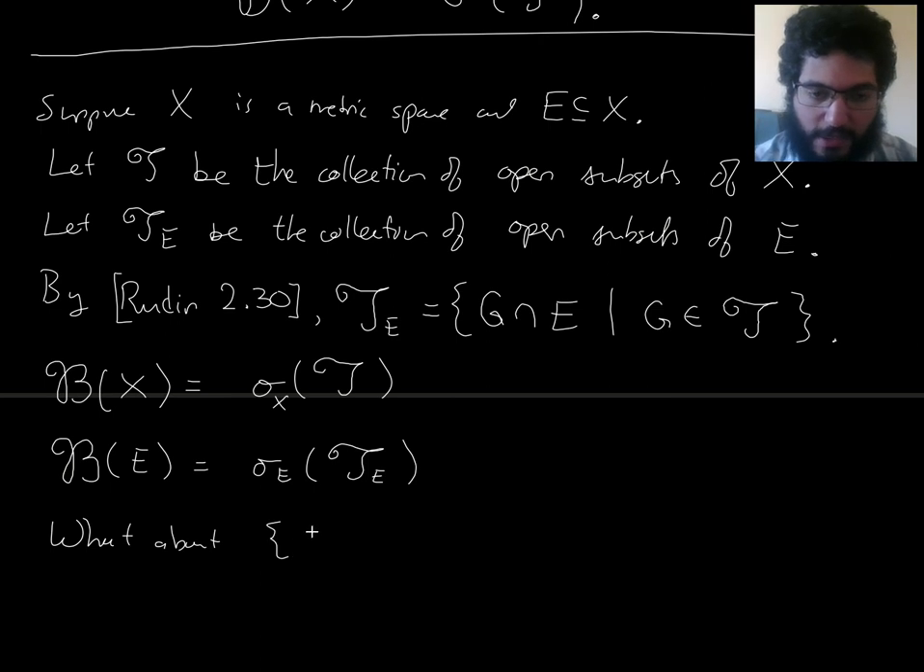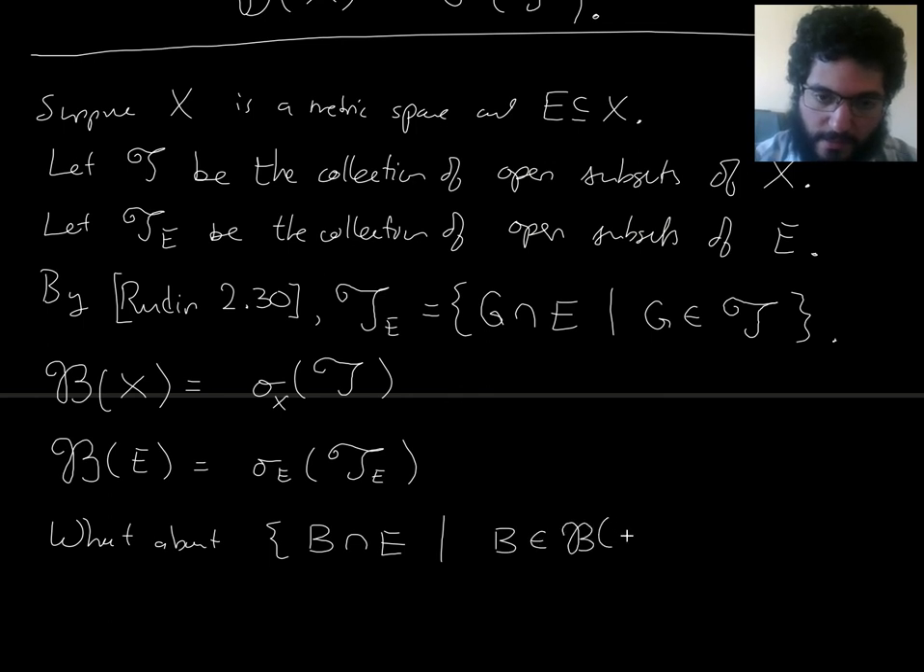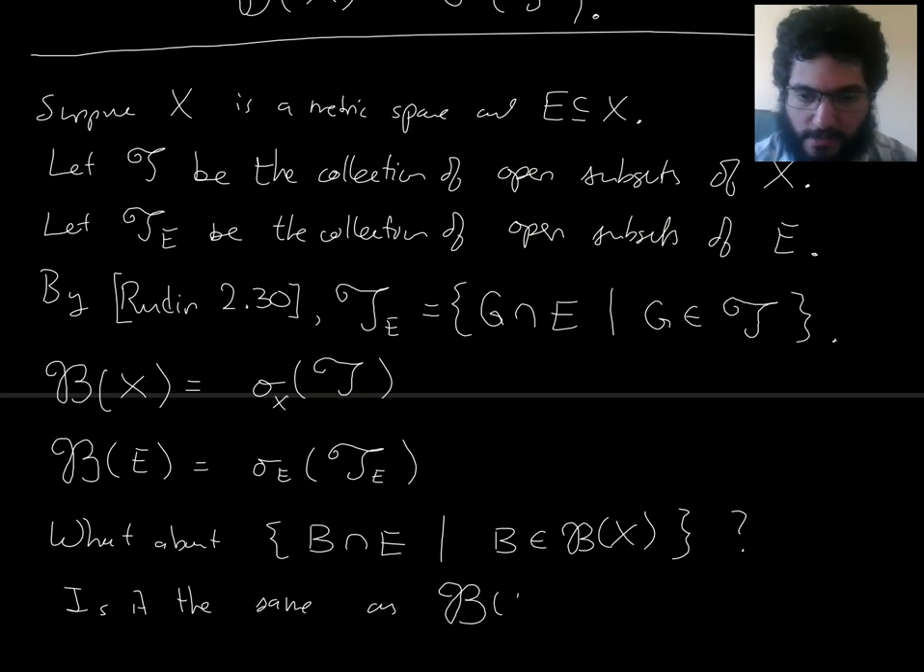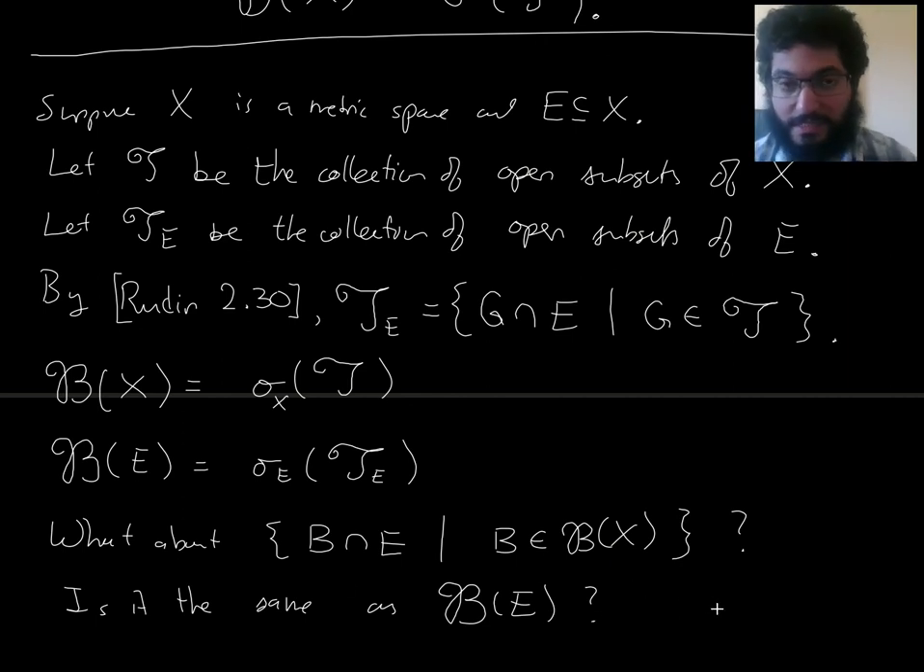So what about if I take the collection of, let me use B for Borel set, this is a Roman B, not a script B. So what about if I take the intersections of the Borel subsets of X with E? So take the Borel subsets of X, intersect them with E. Is this collection of sets the same as the Borel subsets of E? And yes, and now we have a really easy way to argue that it is.